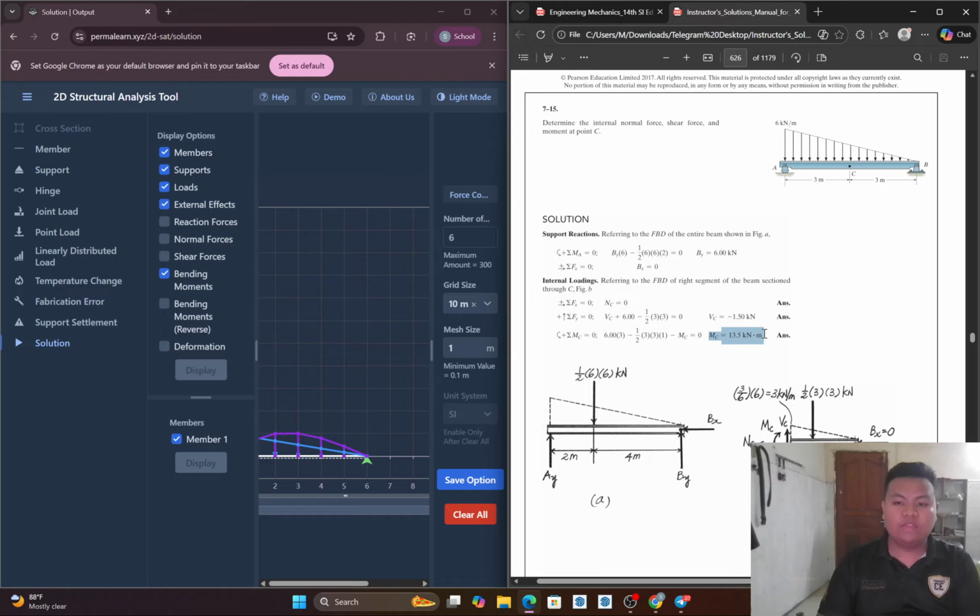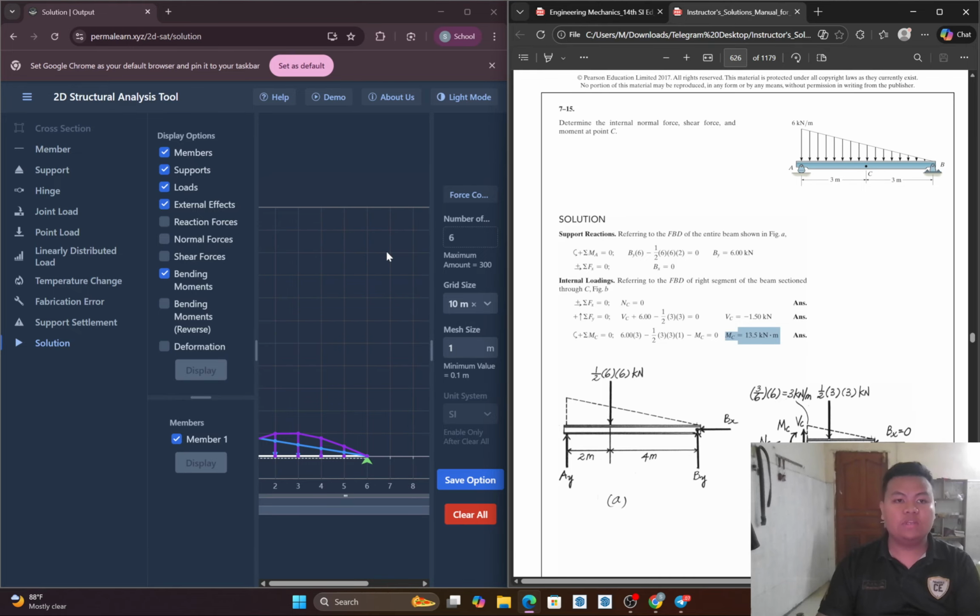So lastly, we can conclude that we can surely trust the website called PermaLearn. PermaLearn is a good website tool that can help civil engineering students solve exercises quickly as well. So this is how we solve the exercise in PermaLearn.